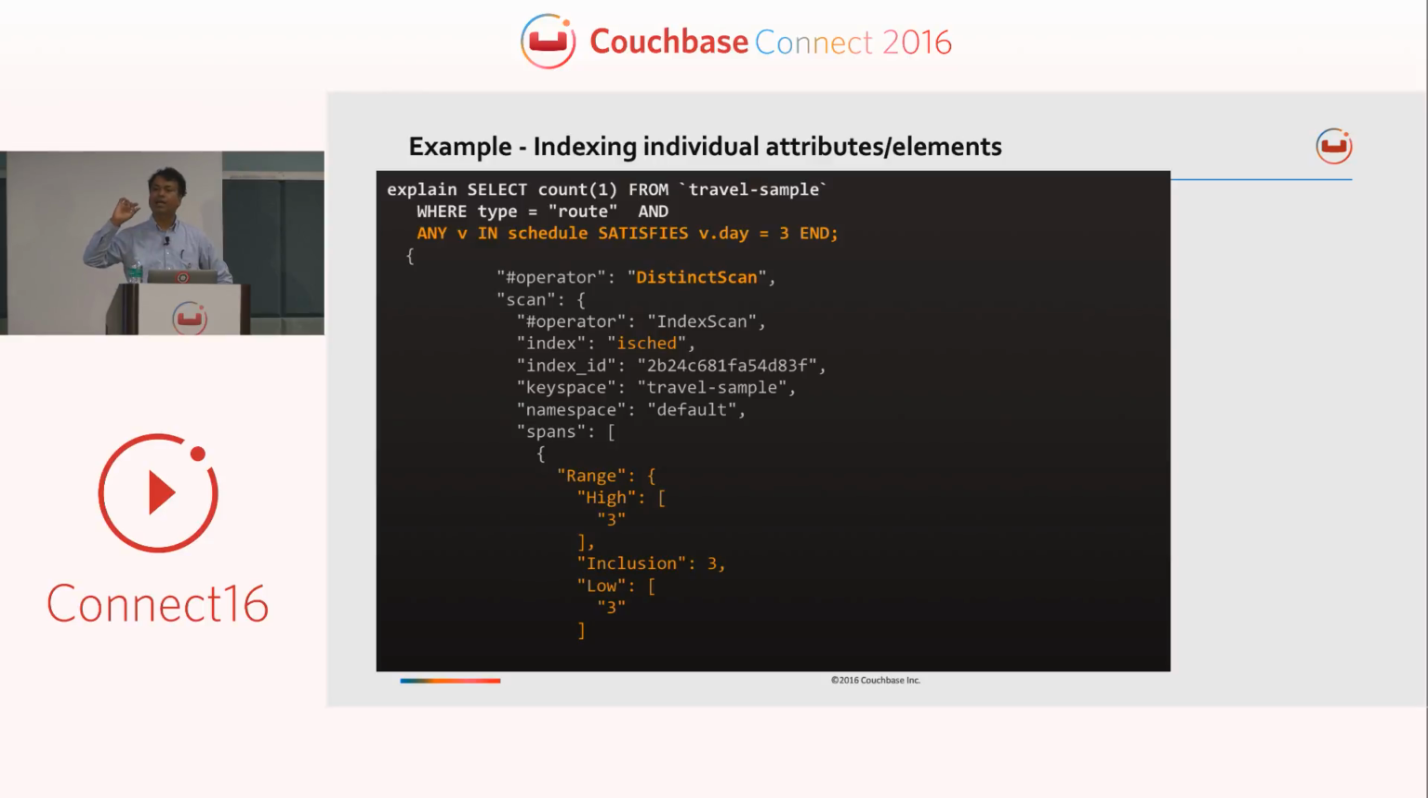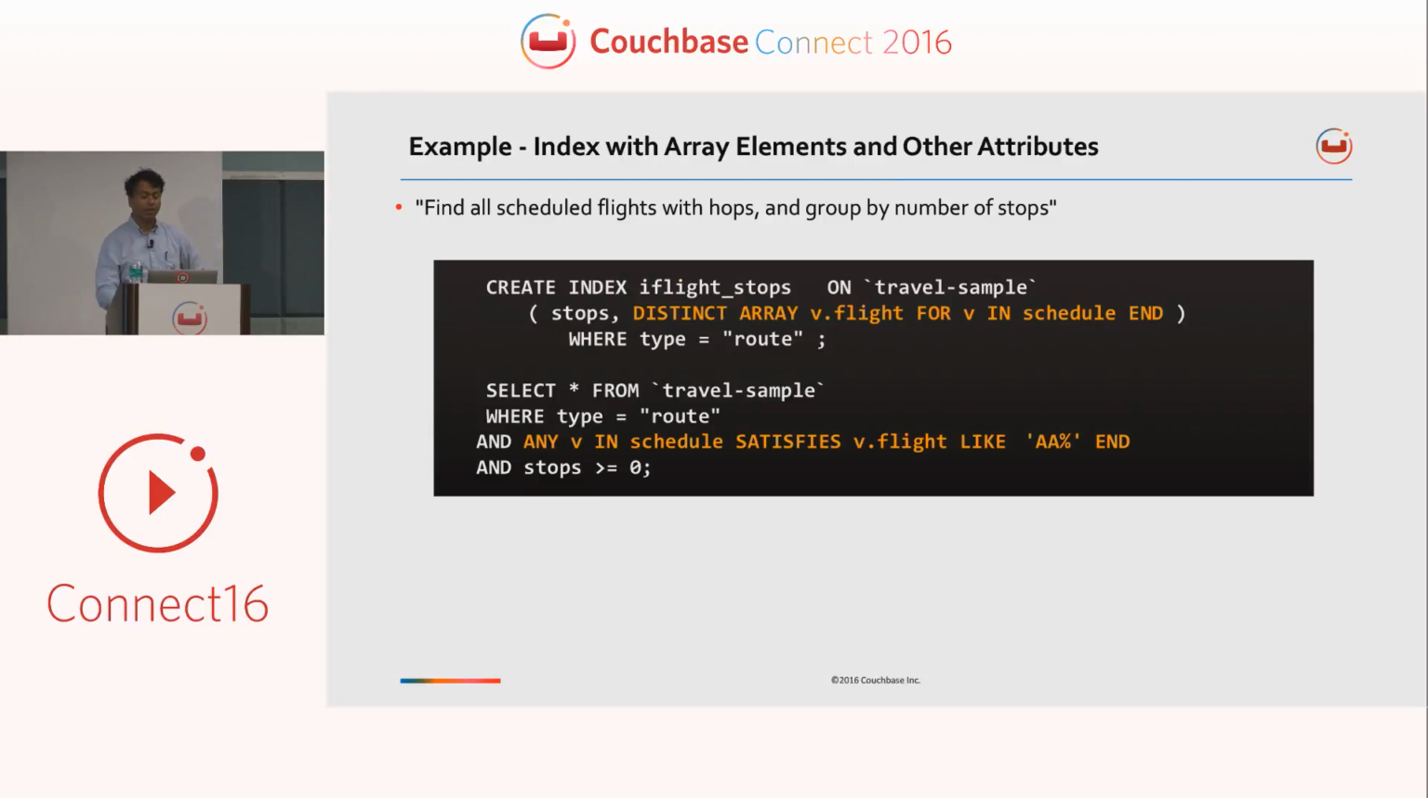That's what does the magic, right? The satisfies clause is pushed down to the index scan as range, and the index knows, okay, this is the range I should look for, and gives the results back. So if you see this, that means your index is being used.